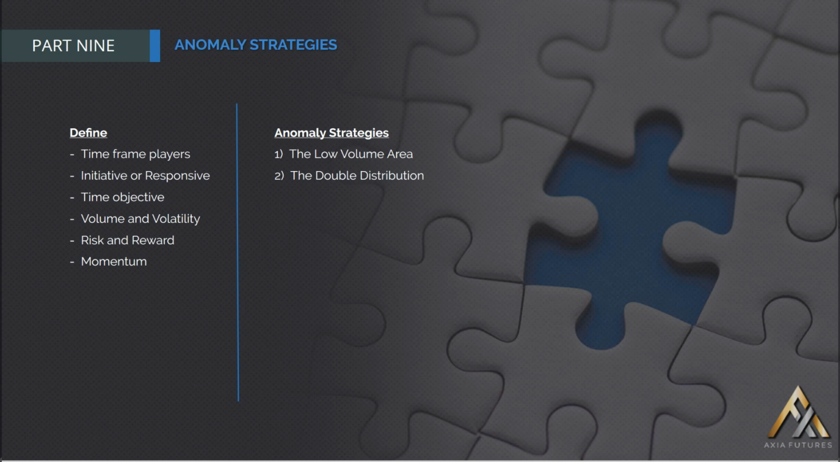And lastly, there's very low momentum when it comes to anomaly strategies. So we don't want to be employing momentum type strategies, but rather almost sort of fading type strategies, where we're looking to go against any initiative moves in one direction or the other. So let's now finally get to our 2 trade strategies that we're going to develop under the anomaly strategies. The first is the low volume area, and the second is the high volume node double distribution.